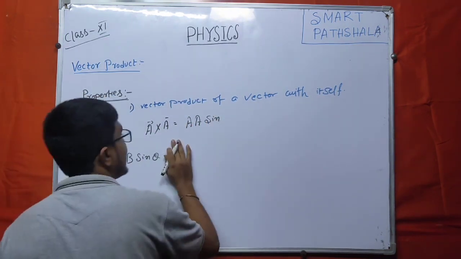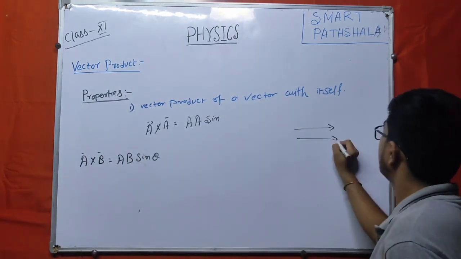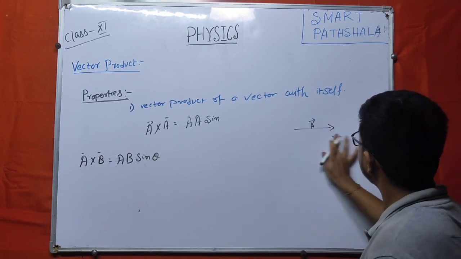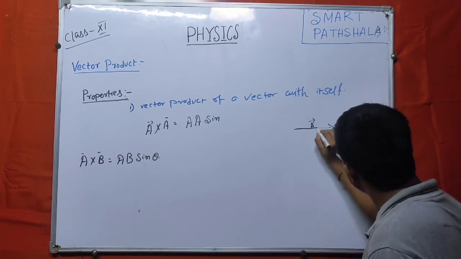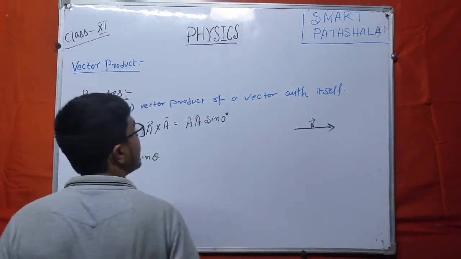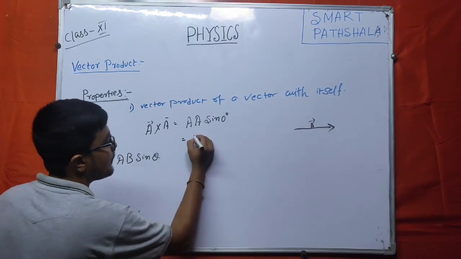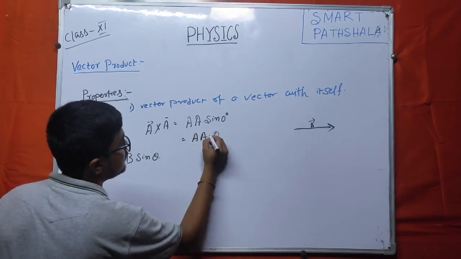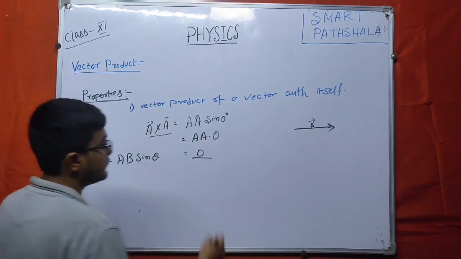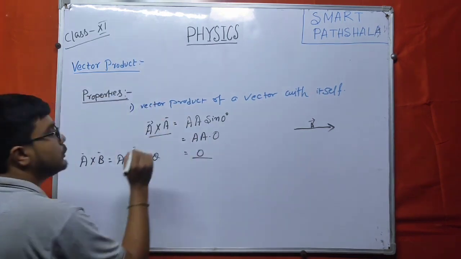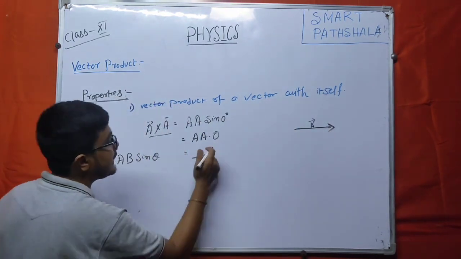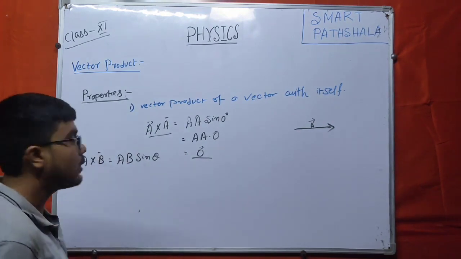What is the angle between a vector and a vector? Let this be a vector and this one. What is the angle between this vector? Well, obviously this is 0 degree. That is sin 0 is 0, so a into 0. That is, a cross a is equal to 0 vector. That is, we can conclude that the vector product of a vector with itself will give us a null vector.